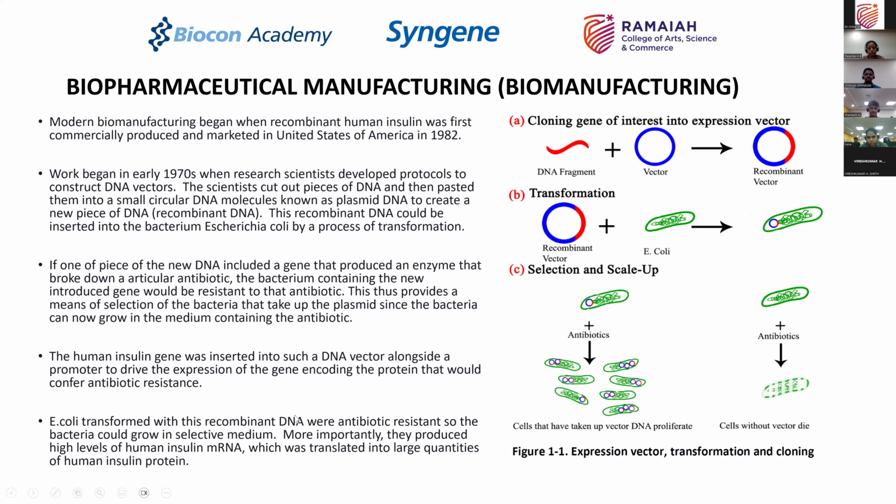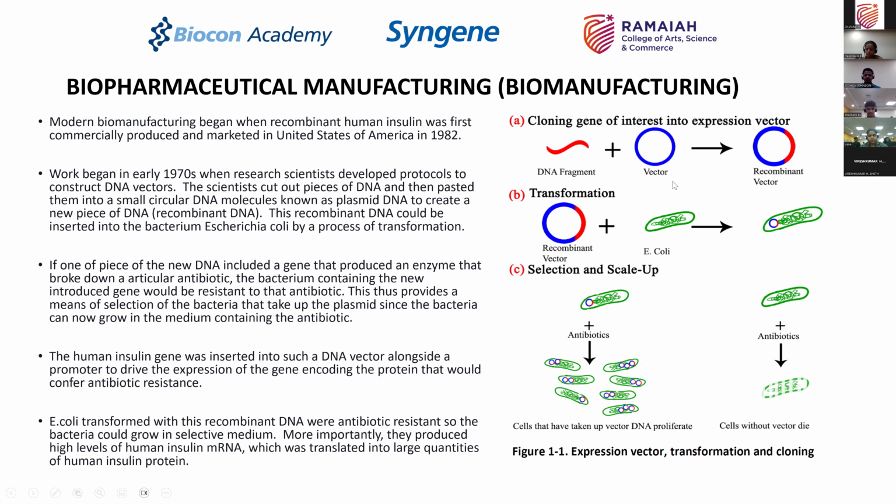Now, once this was done, the bacteria would grow in a selective medium. They would produce a high level of human insulin mRNA, which was translated into large quantities of human protein. So once this growth happens, you extract the RNA out of it and isolate the protein, which is your insulin. Insulin is a protein which is used for therapeutic purposes. How do you make it grow?